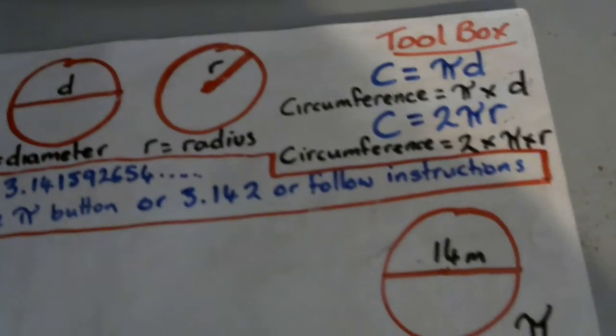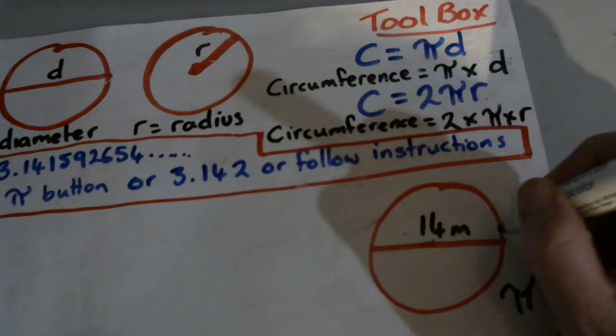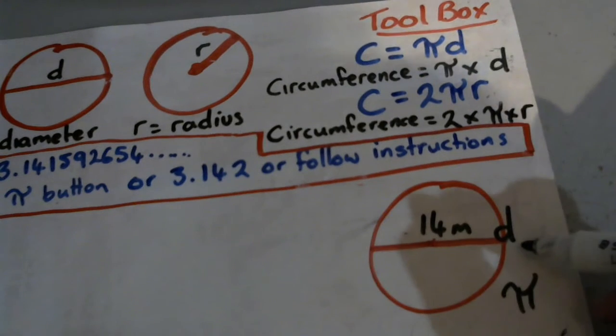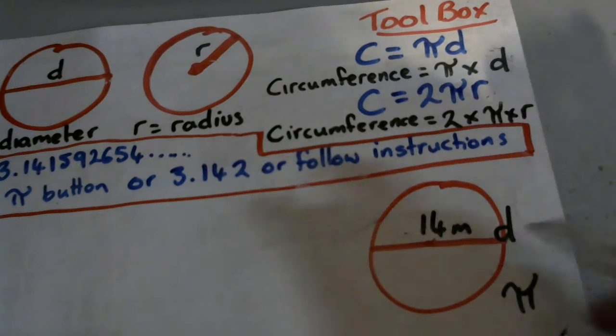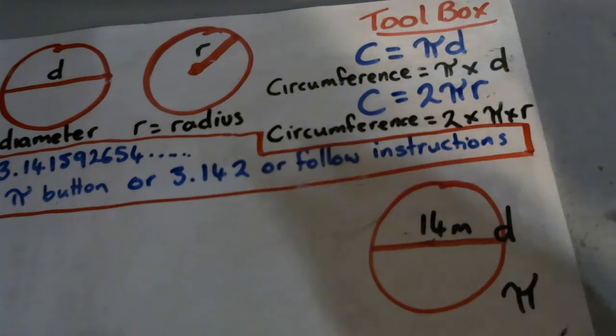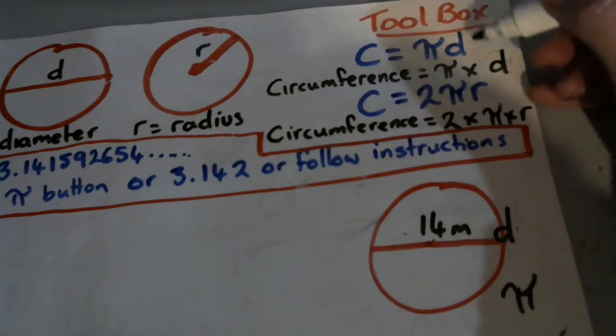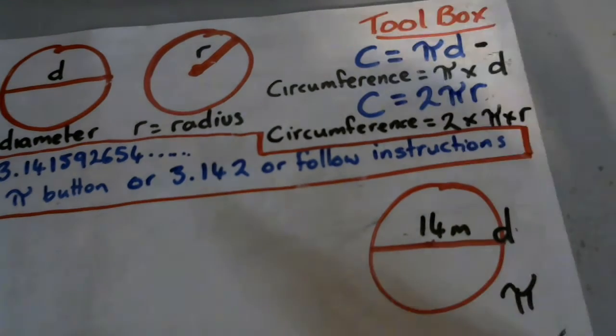This is where I go to my toolbox. I look at my circle and I ask myself, what part of the circle have they given me? They've given me D. I actually write that down on the question so I don't pick the wrong tool. It's like me wanting to hammer in a nail and I'm picking up the screwdriver instead. Well, that wouldn't work so well. Pick the right tool for the job. My problem is using the diameter, so I must select the formula that uses the diameter.